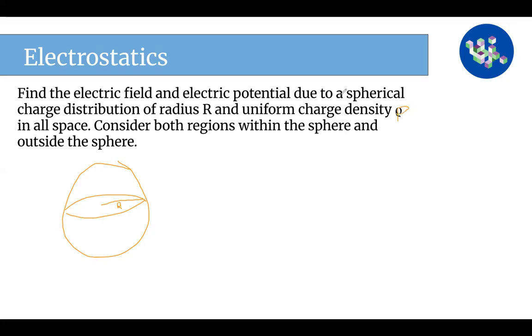Let's find the electric field and electric potential due to a spherical charge distribution. Consider regions both within the sphere and outside the sphere. First, remember, we can find electric potential from the electric field. V would equal the negative integral from infinity to some distance r0 of E as a function of r, dotted onto dr.